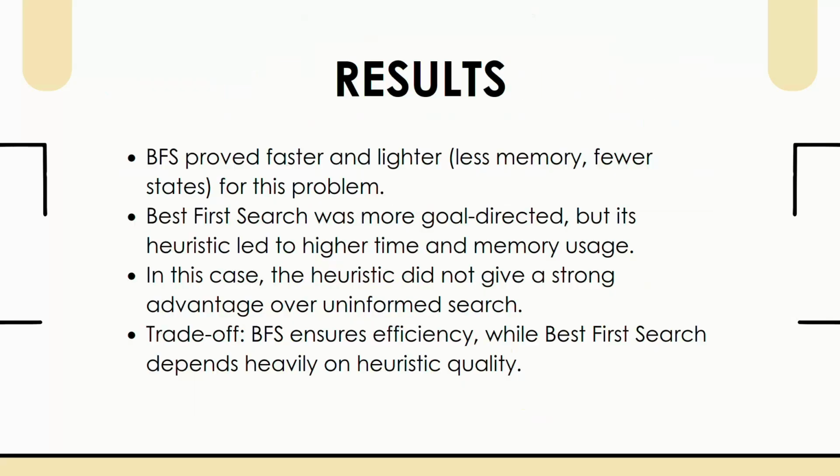And then the result is that BFS proves to be faster and lighter. There's less memory being used and there are fewer states. Best first search was more goal directed, but its heuristic leads to higher time and memory usage. In this case, the heuristic did not give a strong advantage. And the trade-off is that BFS, breadth first search, ensures efficiency, while best first search depends heavily on heuristic quality.